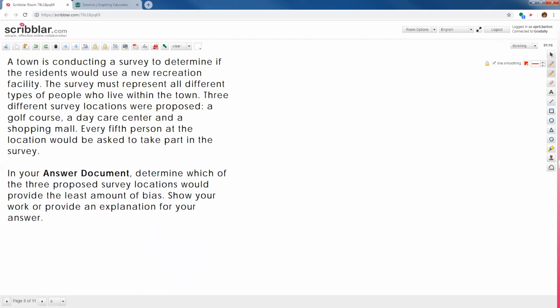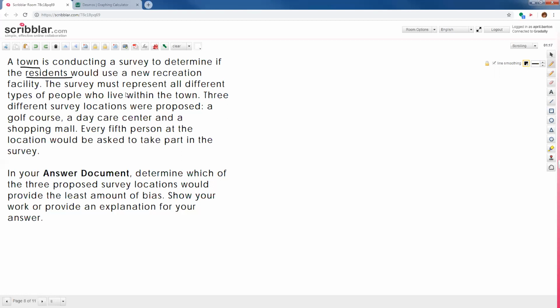This one's another survey question. This time it's one of those free response ones again. A town is conducting a survey to determine if the residents would use a new recreation facility. So again, anytime it's surveys, look at who they're asking about. They're saying the residents of whatever town that is. The survey must represent all different types of people who live within the town.